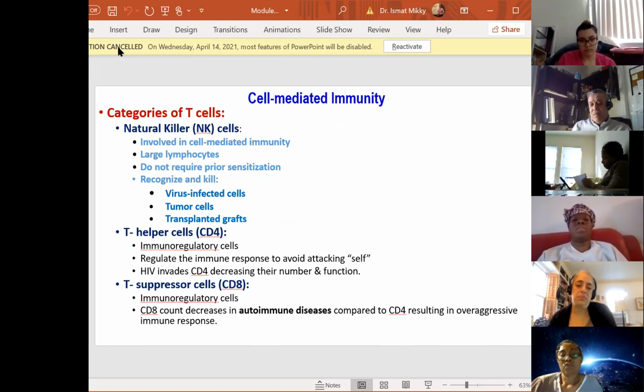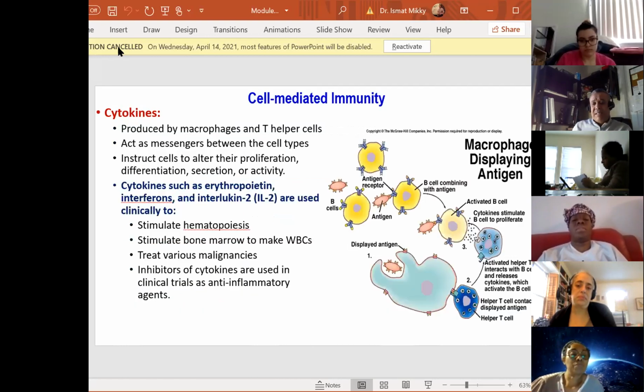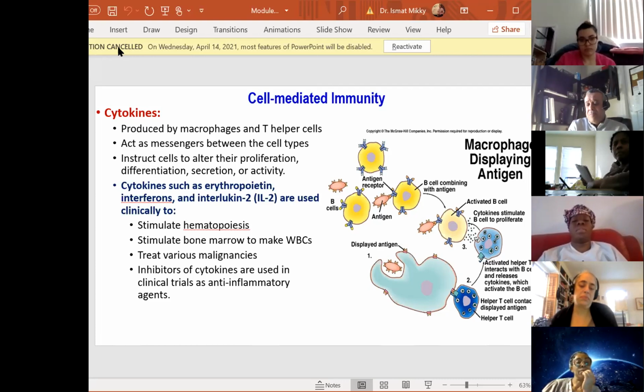And here, a description of CD4 versus the CD8. Cytokines like interleukins and interferons, the ones that we mentioned earlier about the cell-mediated immunity. These are important for the presentation of the macrophage.